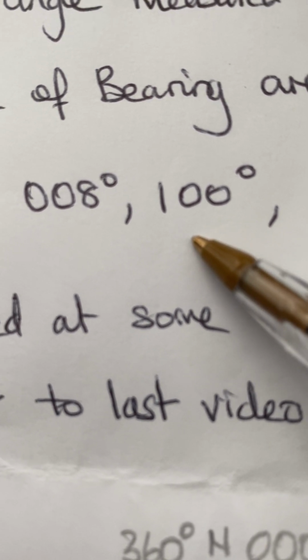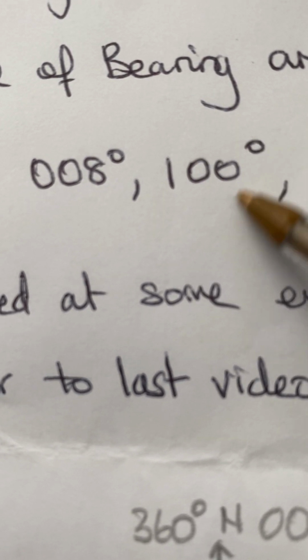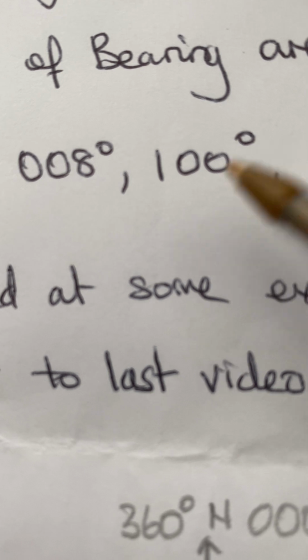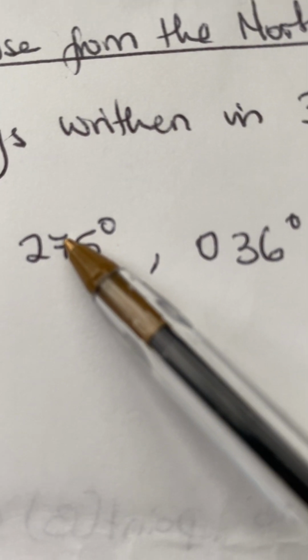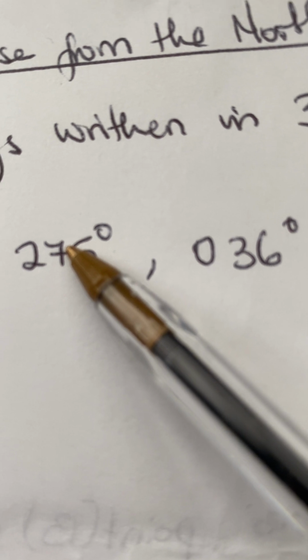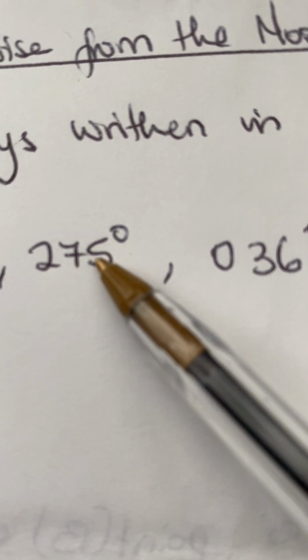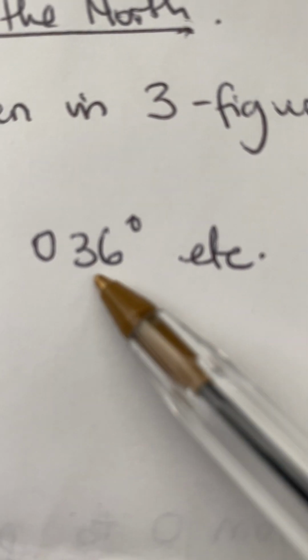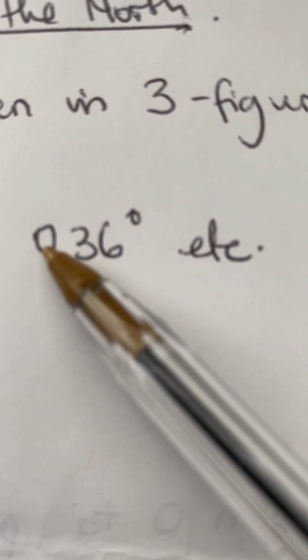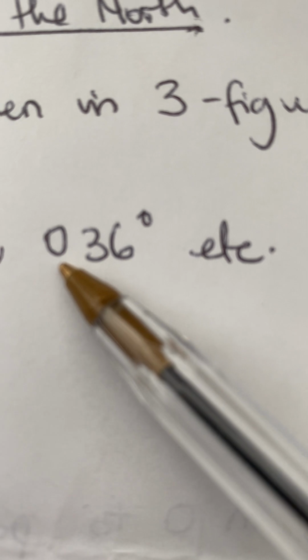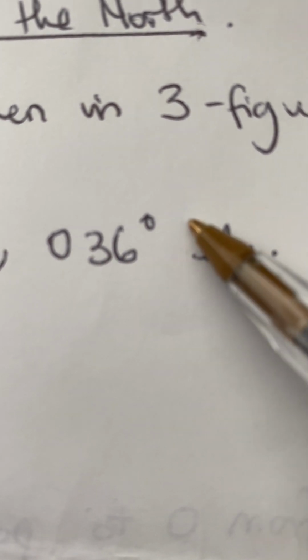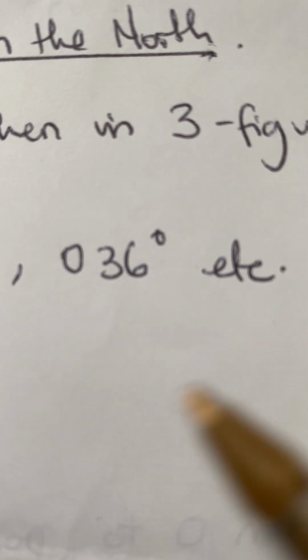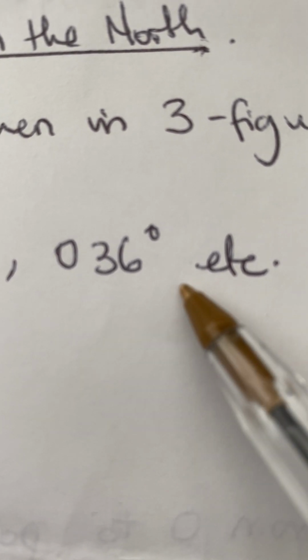And remember, it is like a full circle, so it ends at 360. So you can't have a bearing like 415 degrees. 275 degrees is in 3 figures. 36 degrees, but assuming you were writing it and doing bearing work, it would be 036 degrees. So remember, your angle is always in 3 figures.